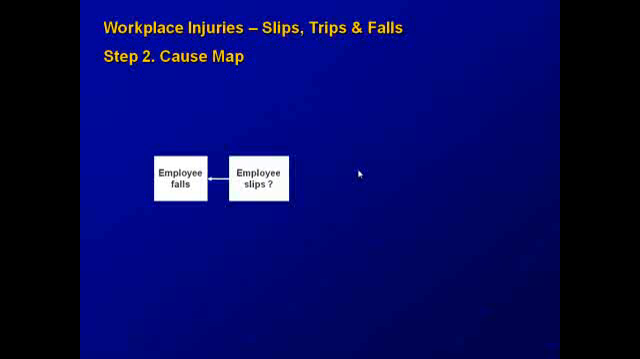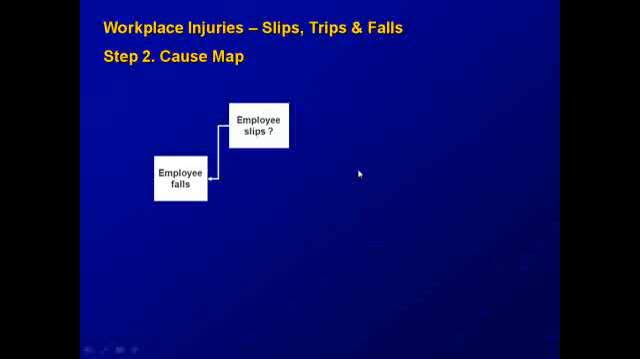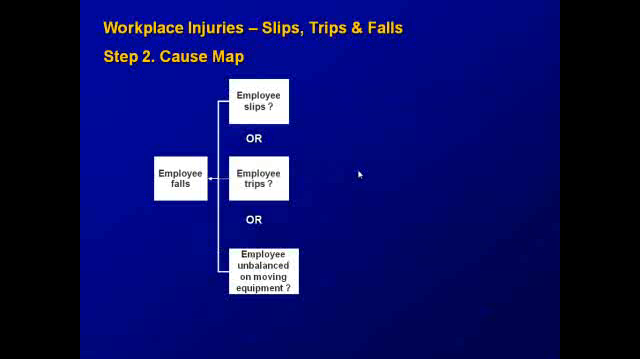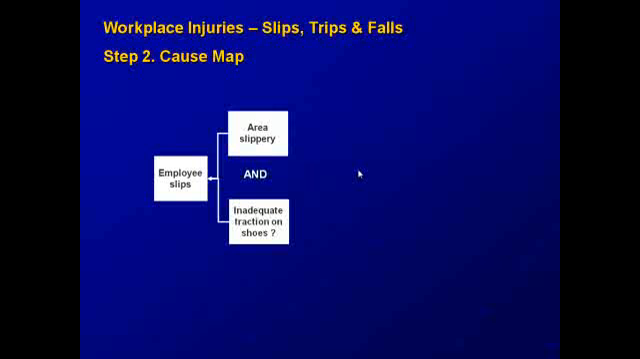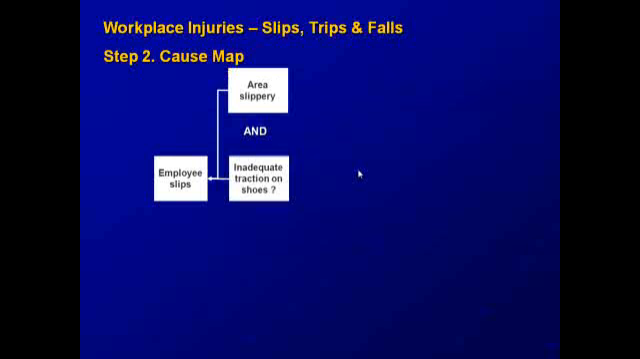An employee may fall because the employee slips, or the employee trips, or the employee becomes unbalanced on moving equipment. We'll add more detail to each of these types of falls. An employee generally slips because they are in an area that is slippery. They may have inadequate traction on their shoes, and the employee is in the area.